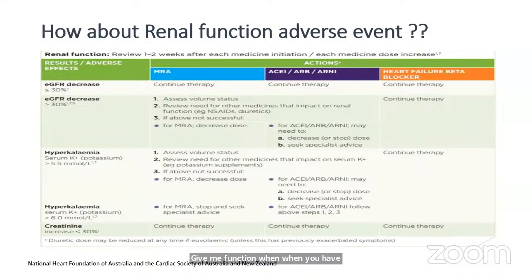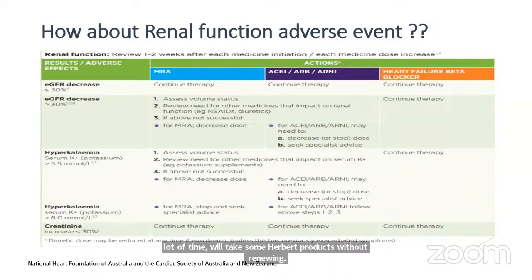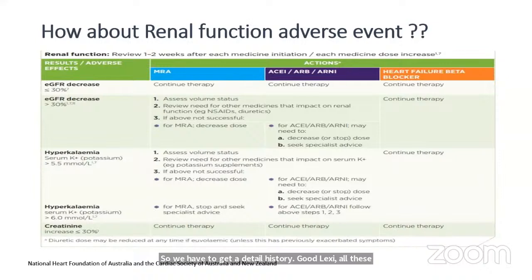When you have the eGFR decrease, but it's more than 30% from the patient's baseline, it's the same scenario: you have to assess the volume status. You have to review whether the patient is on any other medication. Like I said just now, the patient is probably on a diuretic or is taking some NSAID, or in our country setting, a lot of the time patients will take some herbal products without us knowing. So we have to get a detailed history. If all this is none, what you can do is for MRA, you can reduce the dose, and for ACE, ARB, or ARNI, maybe you either reduce the dose or stop it, depending on how bad the eGFR is.